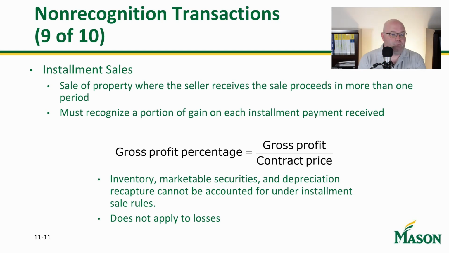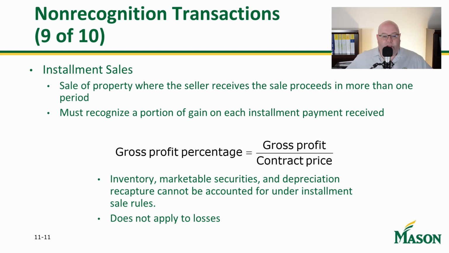Now, you've got some things that you can't do on the installment rules. For example, inventory, marketable securities, depreciation recapture. So if you have some depreciation recapture, you'll recognize that in the year of disposition, whether you want to or not. And the good news is that will also deduct from your gross profit. Whatever you recognize immediately has to be deducted from gross profit so that when you receive the cash over the years, you'll recognize less gain on your tax returns that you have to pay taxes on.